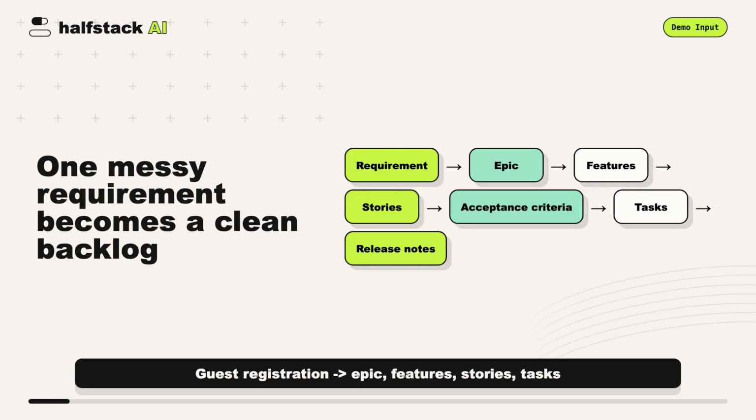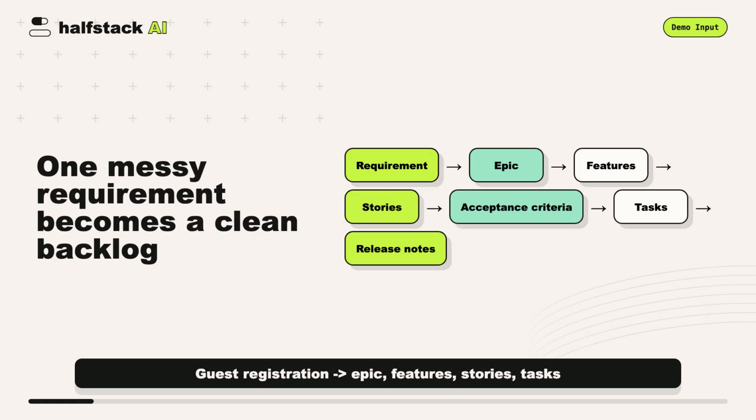Here is the sample requirement. We need a guest registration flow with approval, QR code generation, email notifications, and admin dashboard reporting. That sentence has enough business intent to start, but it is not a backlog yet. It hides several features: registration form, approval workflow, QR code generation, email notifications, and admin reporting. It also hides roles, edge cases, dependencies, and done criteria.